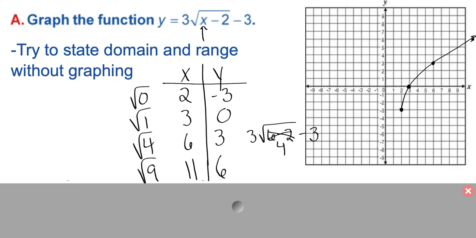And domain and range. X is greater than or equal to 2. Y is greater than or equal to -3. And you can get that by looking at the graph, or I think it's easier just to look at that first coordinate, and you'll have it. Okay?